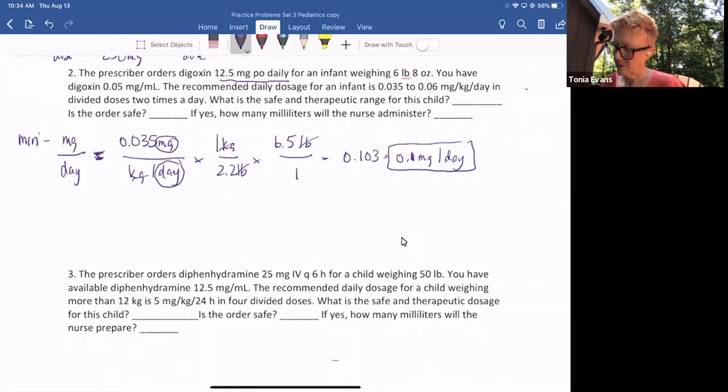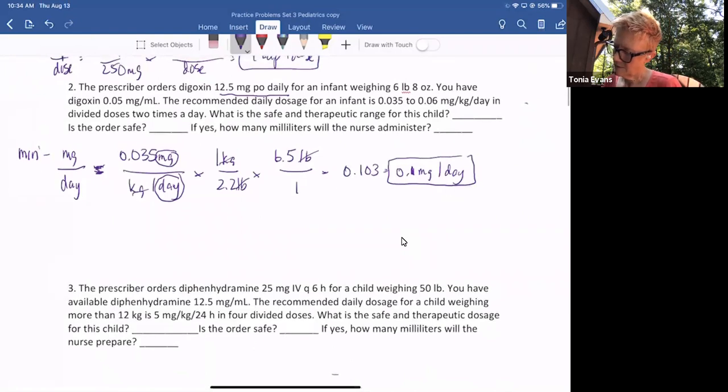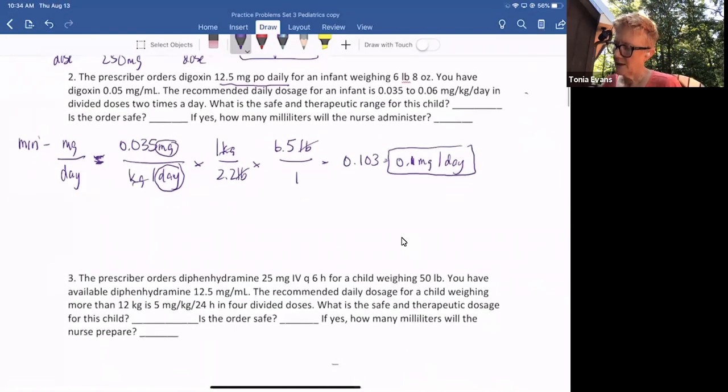Do my math again real quick here. Okay, so I'm looking, I'm like, 12.5 milligrams PO daily, and I'm coming out with 0.1. So let's just double check and make sure that's multiplying everything correctly. Dividing as we should. 2.2 equals 0.1. Okay.